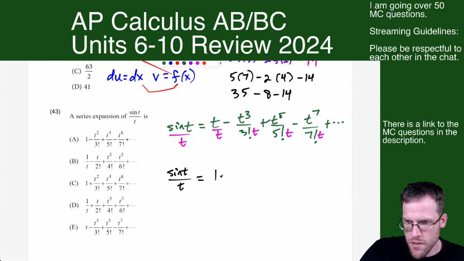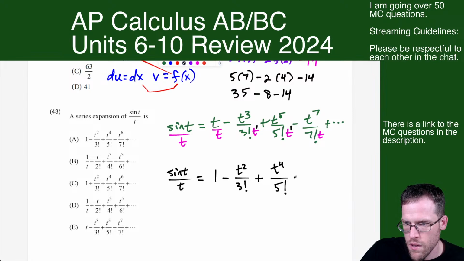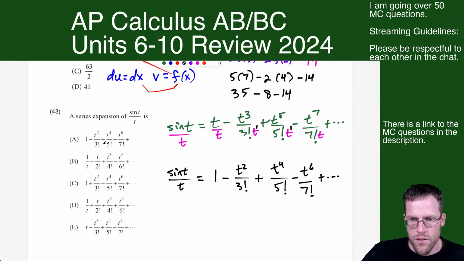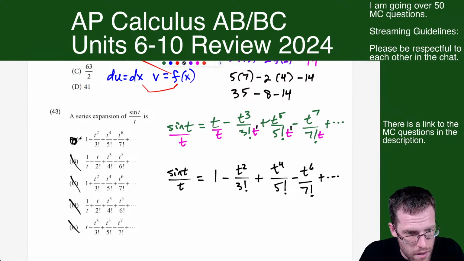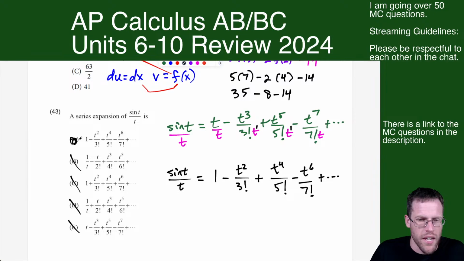Now I write the final result. Sine t over t is 1 when I divide, minus t to the third over t to the first is t squared over 3 factorial, and then t to the fifth over t to the 1 is t to the 4. So this is 1 minus, which basically eliminates everything except this. So 43 should be A. How are we supposed to know? You just look at the answers.